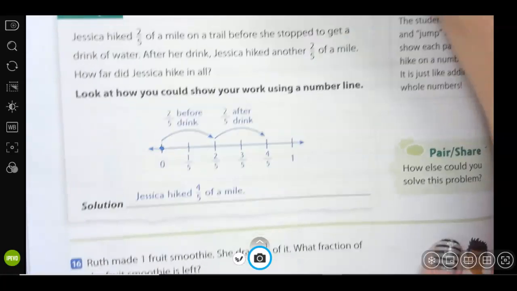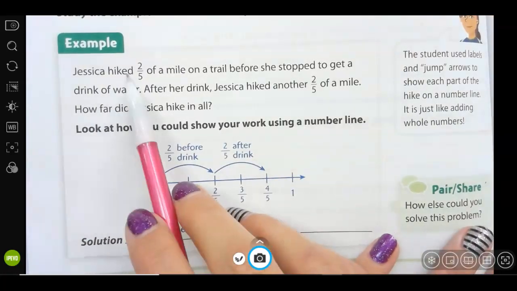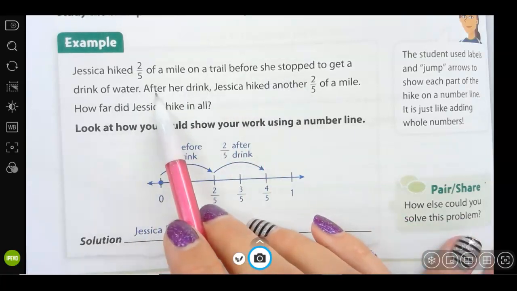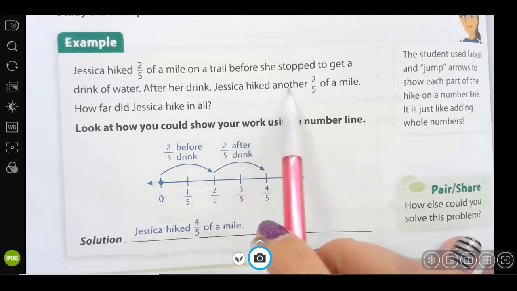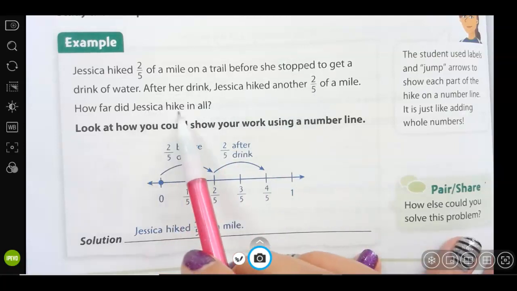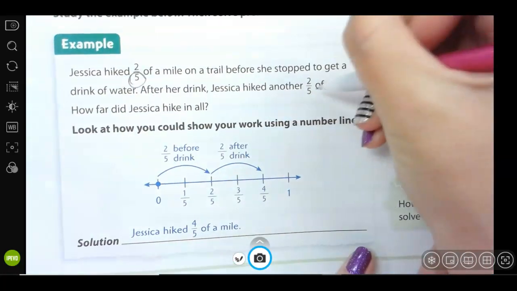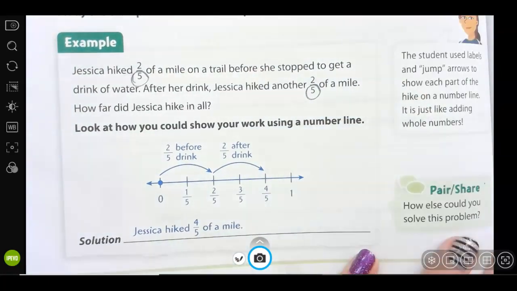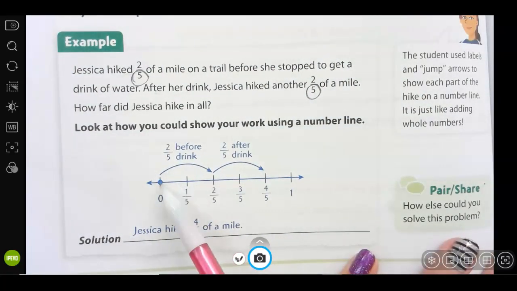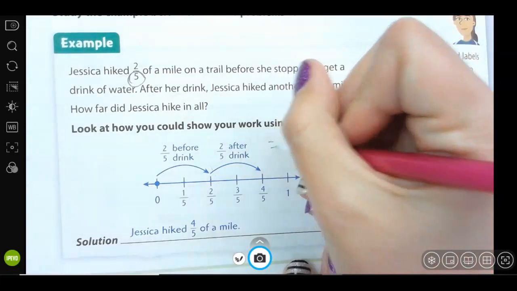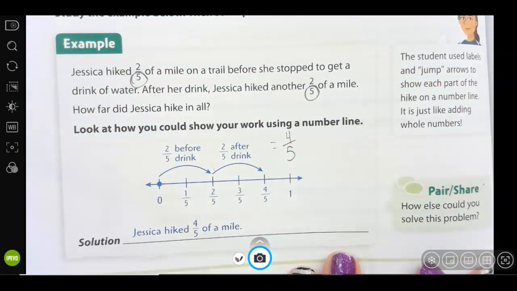Okay. So here's our example. Jessica hiked 2/5 of a mile on a trail before she stopped to get a drink of water. After her drink, she hiked another 2/5 of a mile. How far did she hike in all? So we know that our line is broken down into fifths, okay? And so they drew it on the number line. So she walked 2/5 before she had a drink, then she stopped and had a drink, and then walked 2 more fifths. So 2 plus 2 is 4 fifths. Okay?